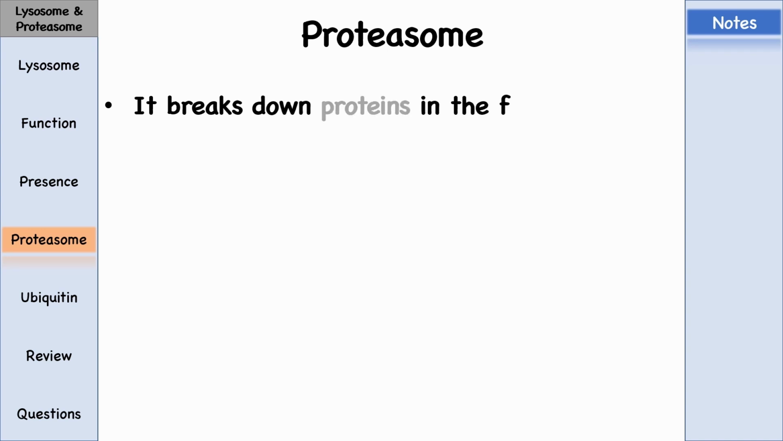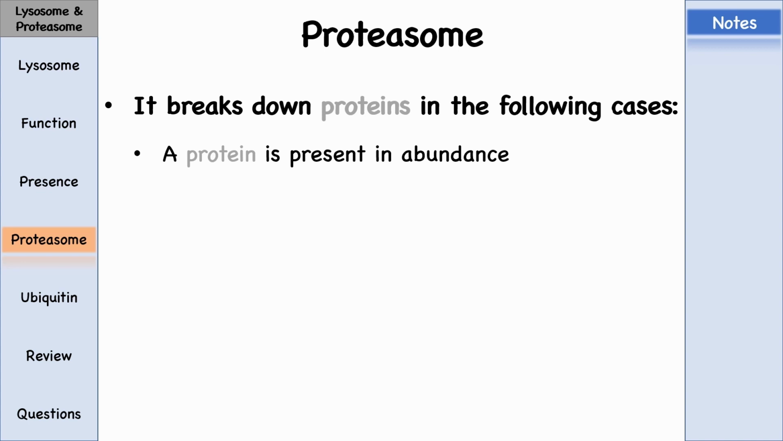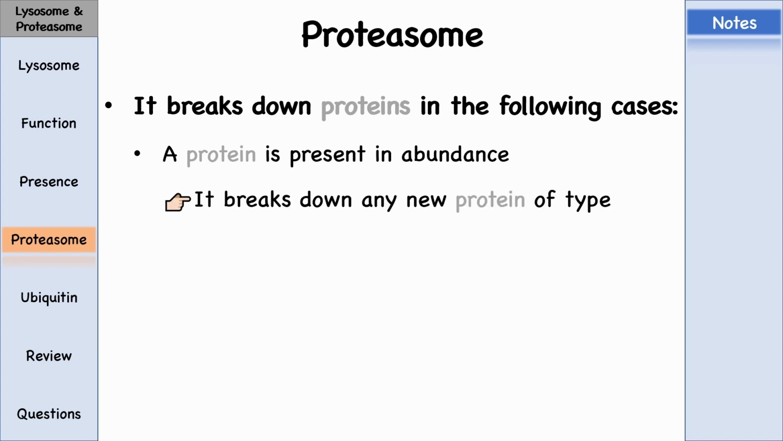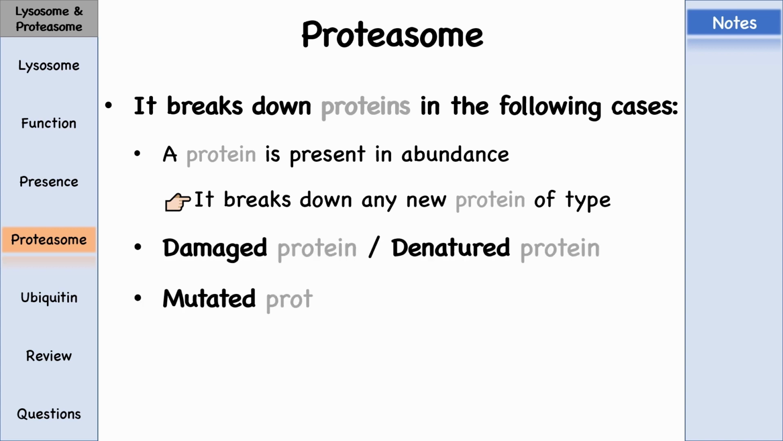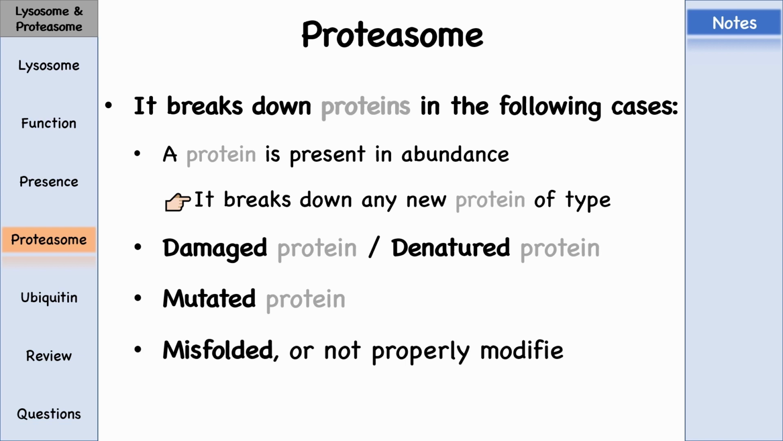Proteasome breaks down proteins in the following cases. If a particular protein is present in abundance and its number is sufficient, it breaks down any new proteins of this type that are synthesized, to prevent the accumulation of proteins. If the protein is damaged, mutated, misfolded, or not modified properly.